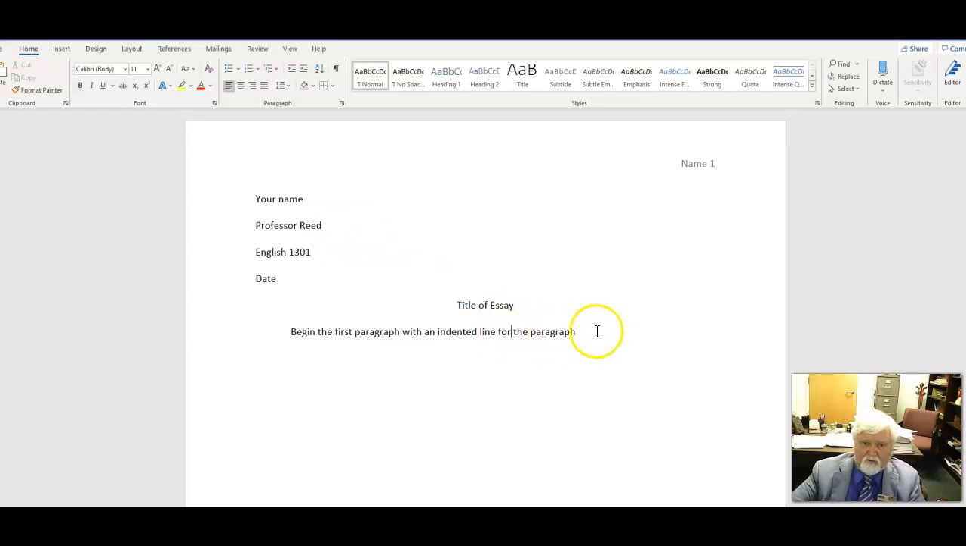Let me get that full paragraph. The next lines of the paragraph will be against the left margin. And if you'll note, it did that for you. So that's how your opening and every other paragraph will look. So then when you begin your next paragraph, you hit the tab button and say, begin next paragraph.